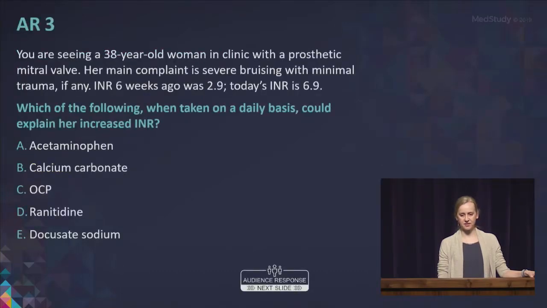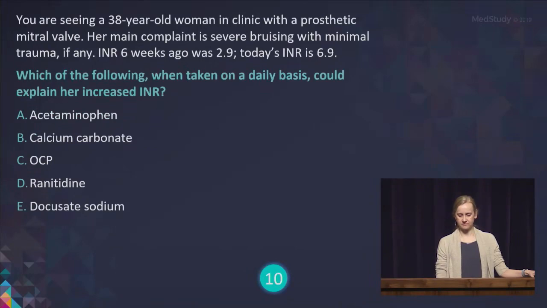All right, this is a 38-year-old woman who you're seeing in clinic with a prosthetic mitral valve. Her main complaint is bruising with minimal trauma, if any. Her INR 6 weeks ago was 2.9, and today it's 6.9. Which of the following, when taken on a daily basis, could explain her increased INR?